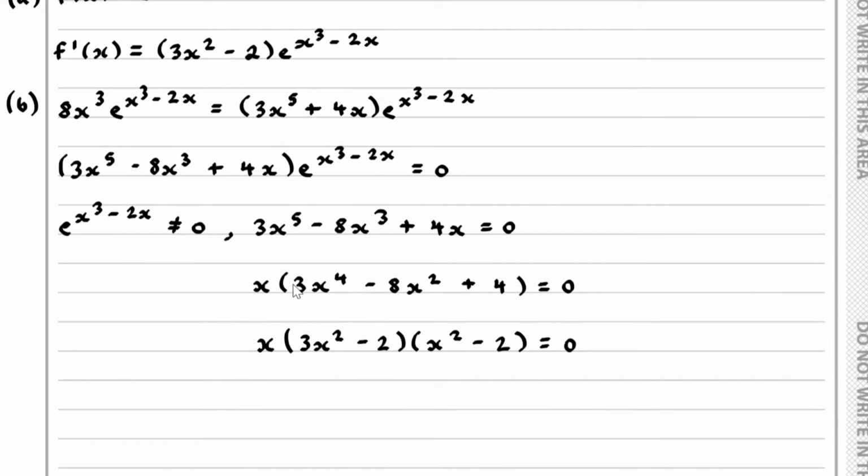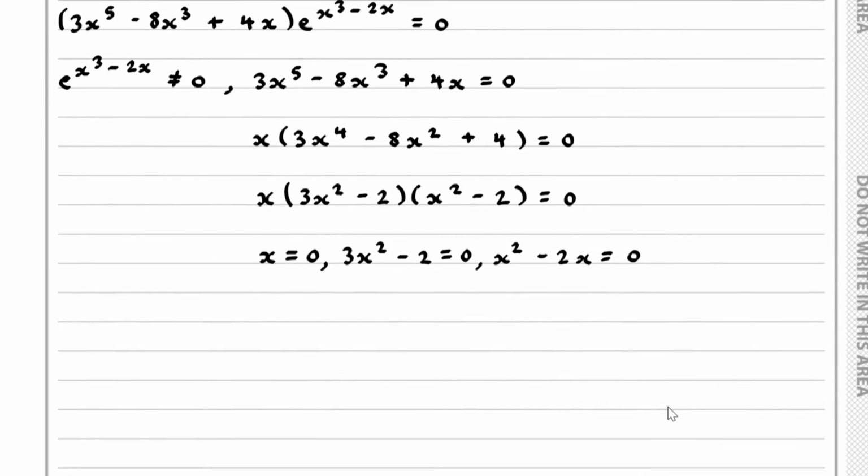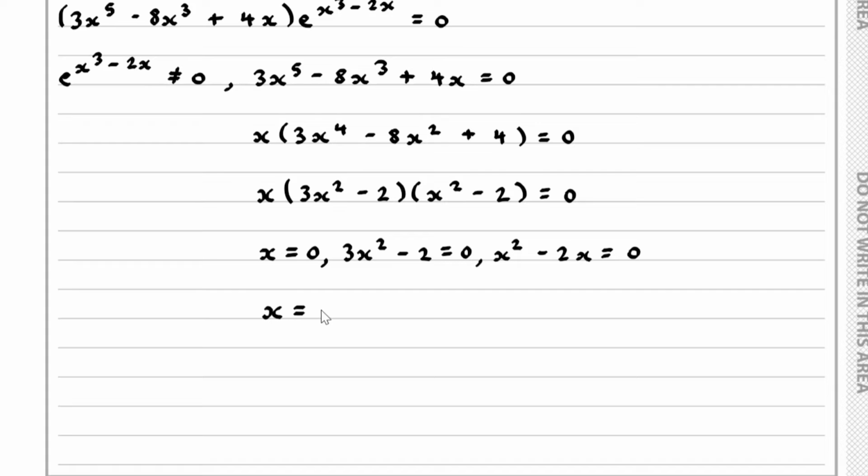And therefore, if we write down the solutions for this, we have either x is equal to 0, 3x squared minus 2 equals 0, x squared minus 2 equals 0, which means x is equal to 0, x is equal to plus minus 2/3 square rooted, or x is equal to plus minus the square root of 2.